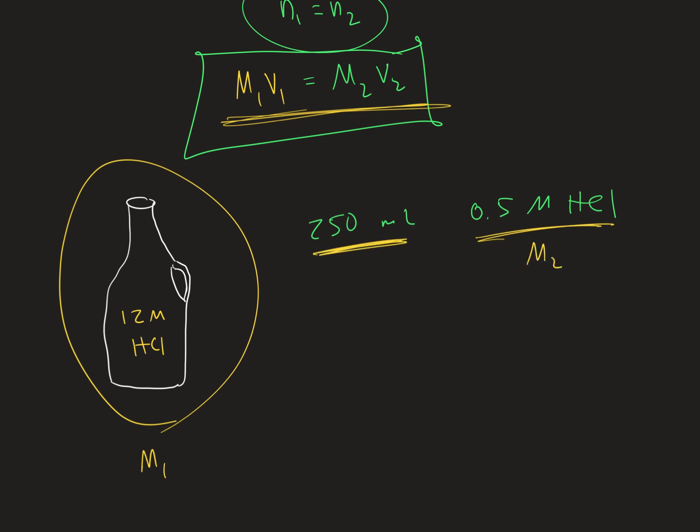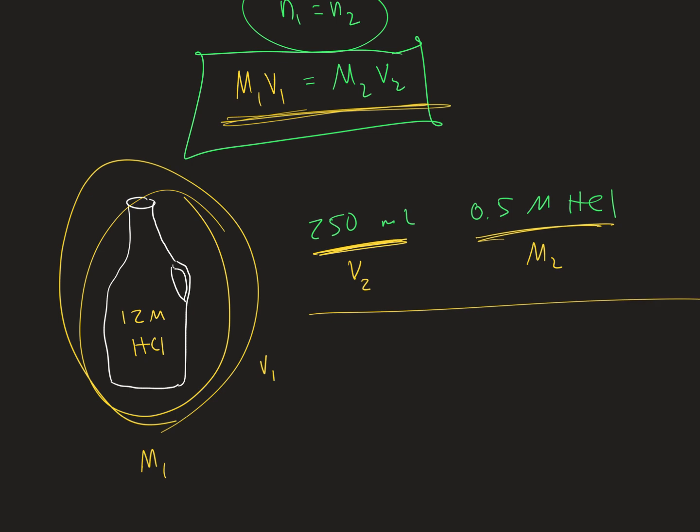And what's this right here? The 250 milliliters. Volume 1 or 2? 2. That's how much we have of our molarity 2. You with me? Okay. And so what can I find with this information? Volume 1. How much of this stuff do I need in order to make this? Make sense? Okay. So now I grab my equation and I solve for V1.